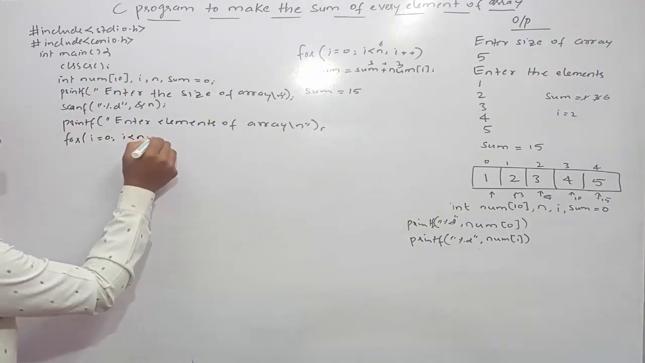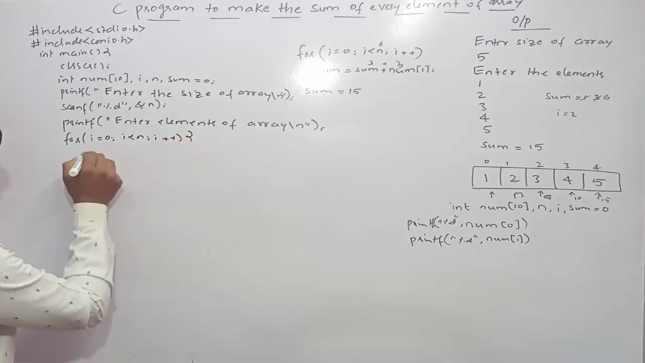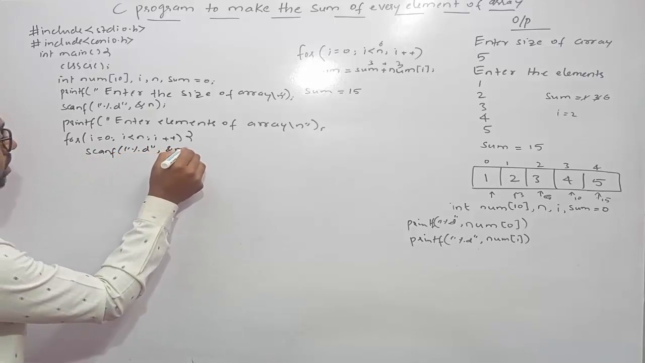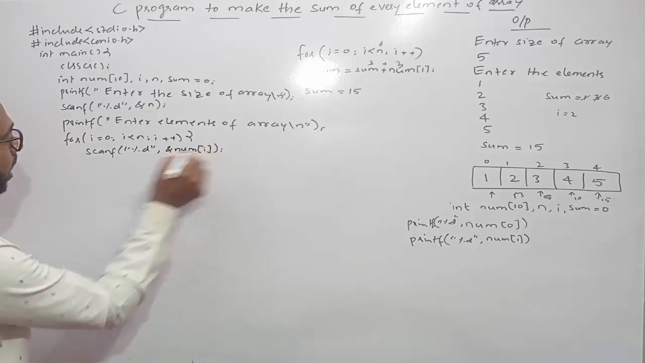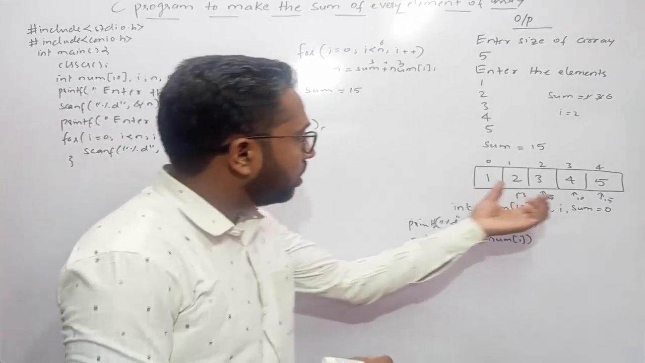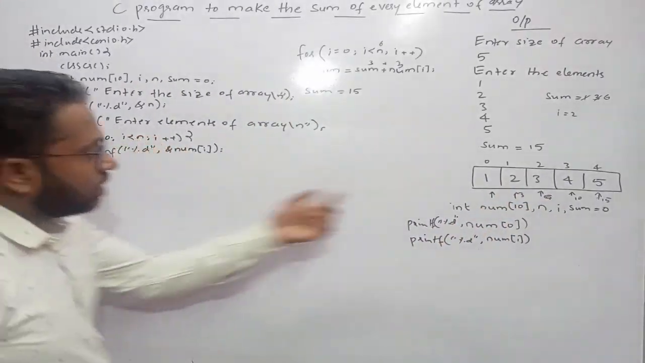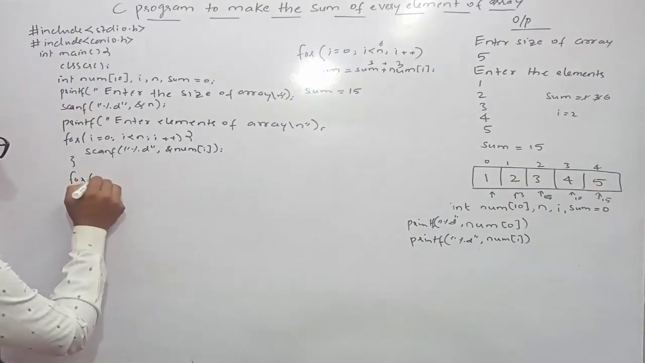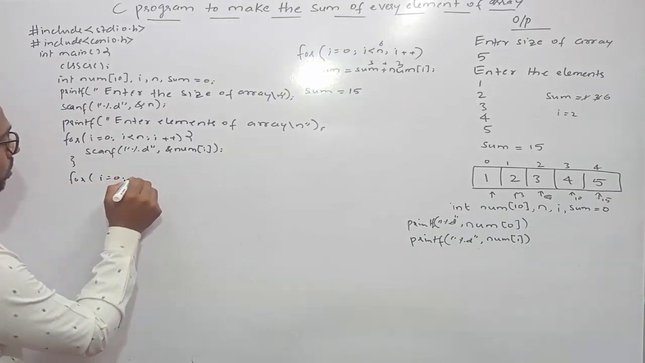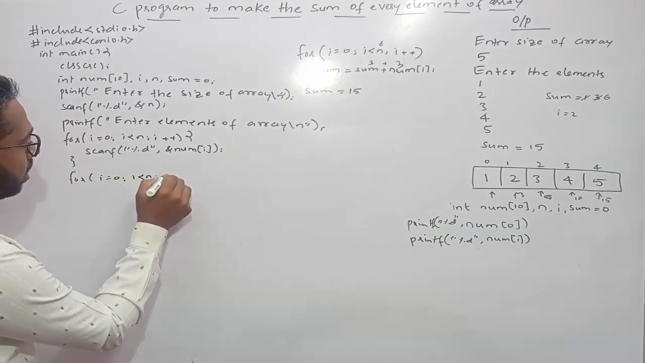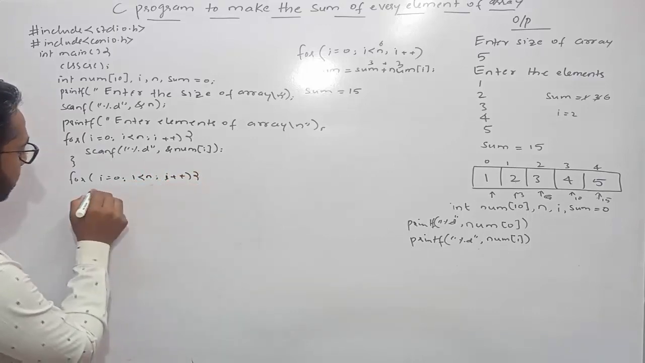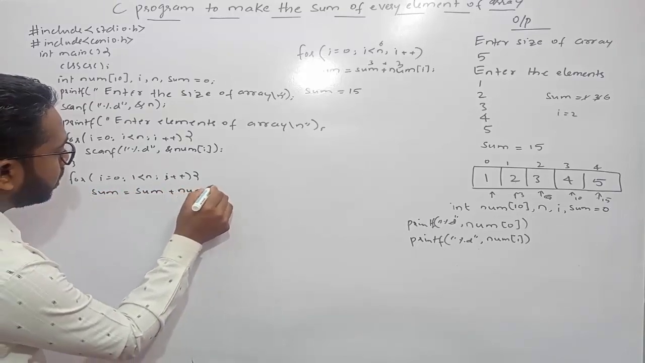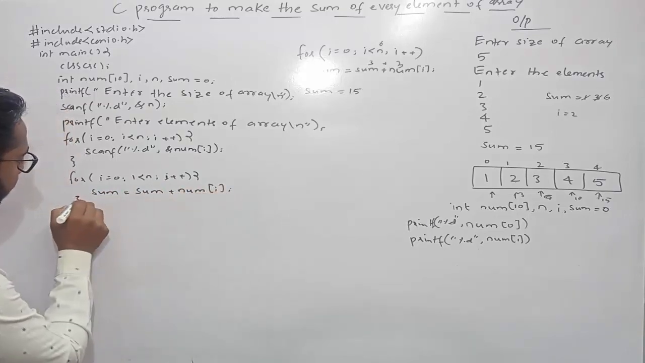I is less than n, I plus plus, then scanf %d ampersand num of I, and close the brace. Okay. Now if I write this, then these numbers will get stored inside this array like this. Then I need to use one more for loop and start with 0. I is less than n, I plus plus, then sum is equals to sum plus num of I.